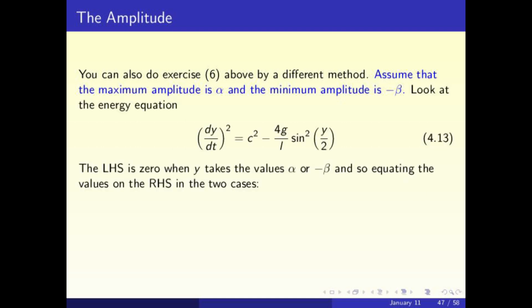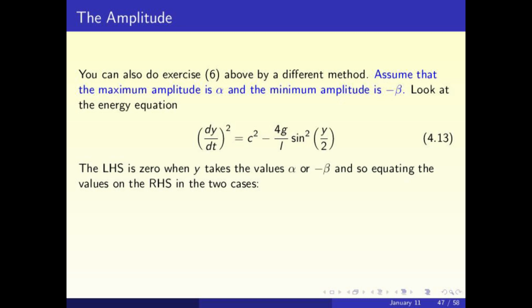So, look at the energy equation. (dy/dt) whole squared equals c squared minus 4g upon L sine squared y by 2. But the left hand side is 0 when y takes the values alpha or minus beta, because alpha is a maximum and minus beta is a minimum.